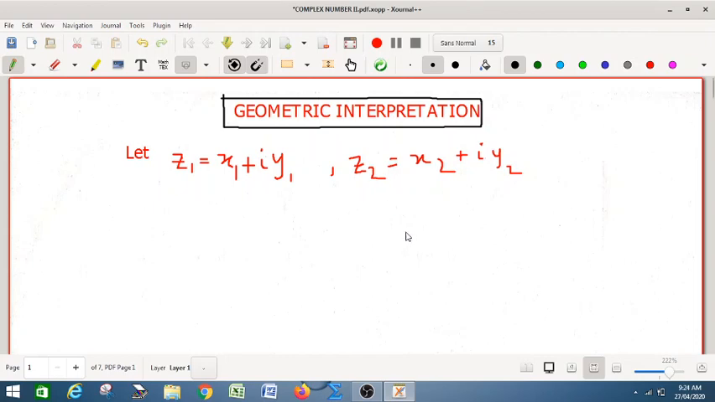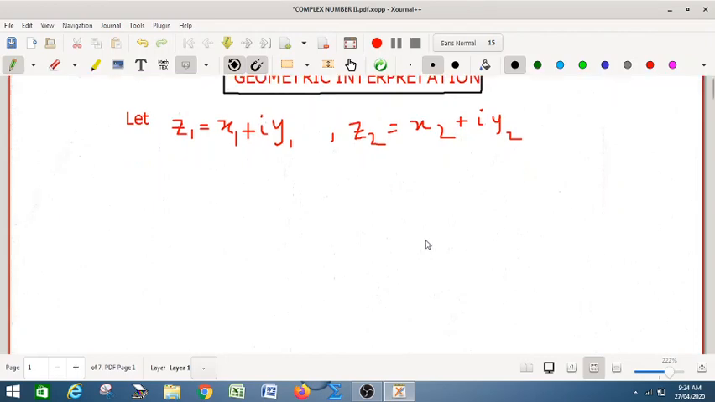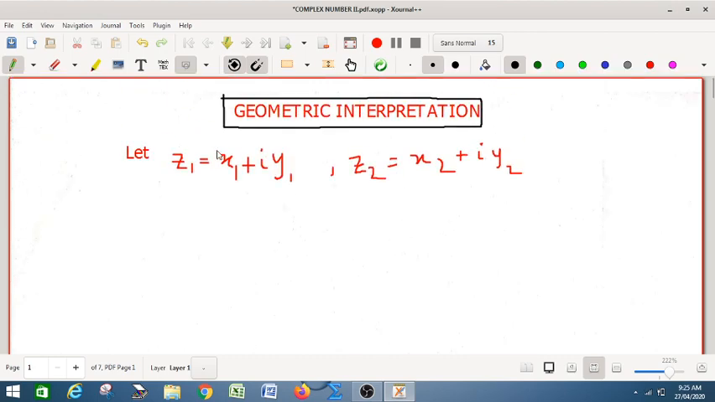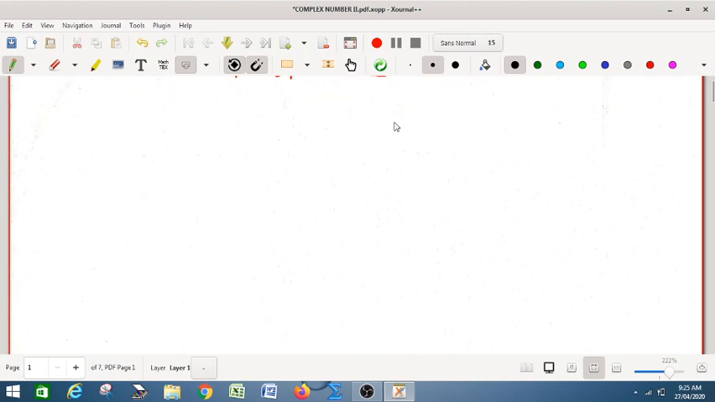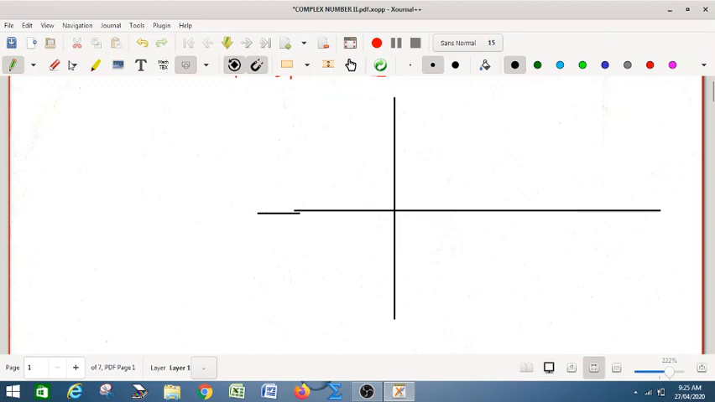view of the results. So let us have two complex numbers, z1 is equal to x1 plus iy1 and z2 is equal to x2 plus iy2. These are two non-zero complex numbers. Let us first draw the Argand plane or the Gaussian plane or the complex plane. This is the origin, this is the real axis, and this is your imaginary axis.